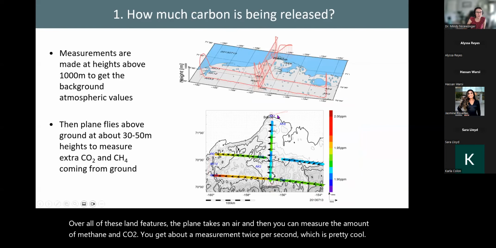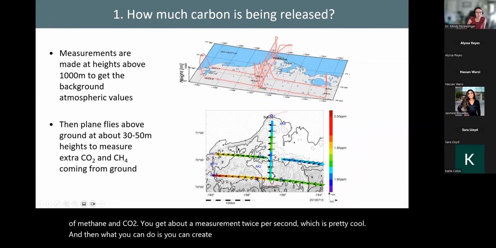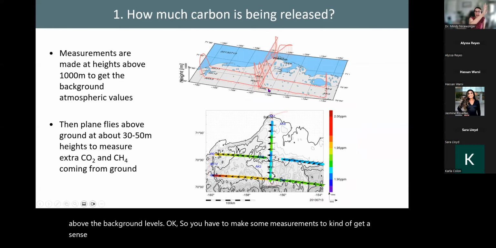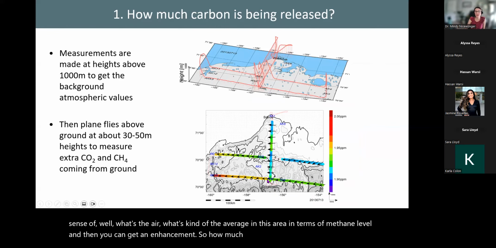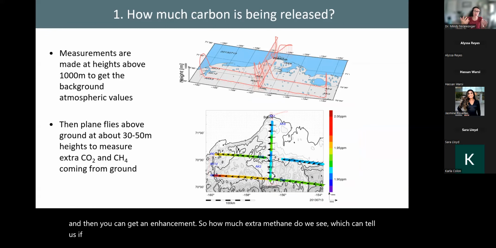And then what you can do is you can create these maps that show enhancements of methane above the background levels. Okay, so you have to make some measurements to kind of get a sense of, well, what's the average in this area in terms of methane level? And then you can get an enhancement. So how much extra methane do we see, which can tell us if methane is being released in a certain region of this area. Okay.